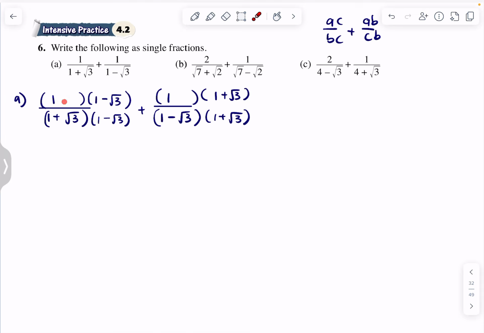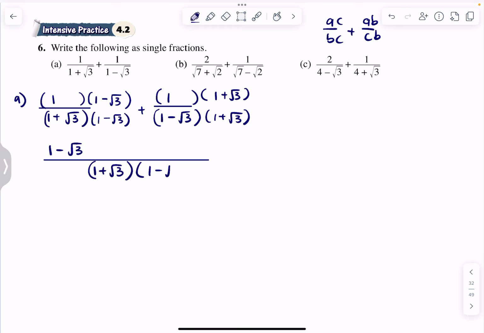So 1 times this whole thing is just 1 minus √3. Since the denominators are now the same, I can just put them under one fraction. So I'll get 1 plus √3 times 1 minus √3. This is our common denominator now. Then on top here we have 1 minus √3, and 1 times this, we will get 1 plus √3. So this is our fraction now. Let me make it a bit neater.